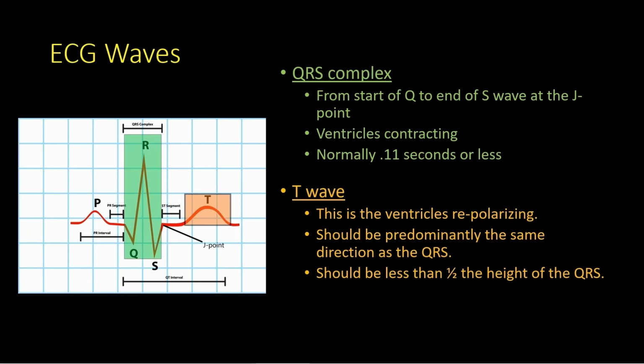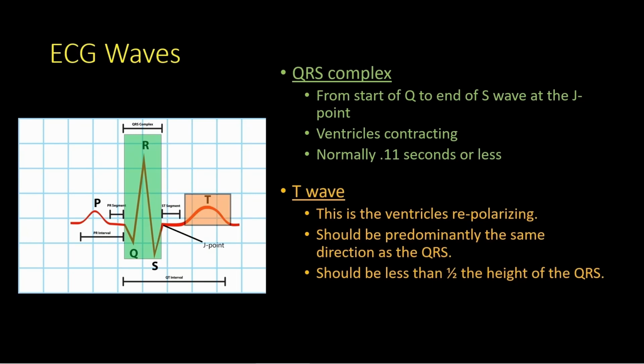Now, we'll get into a lot more as far as how these look, but the thing we need to remember right now is we have our upward P wave. That's where the heart first starts its impulse. It has a brief pause. Then we have a nice QRS. That should be 0.11 seconds or less.